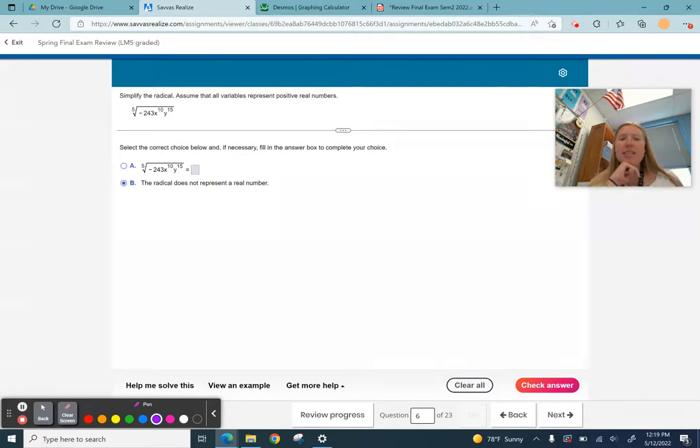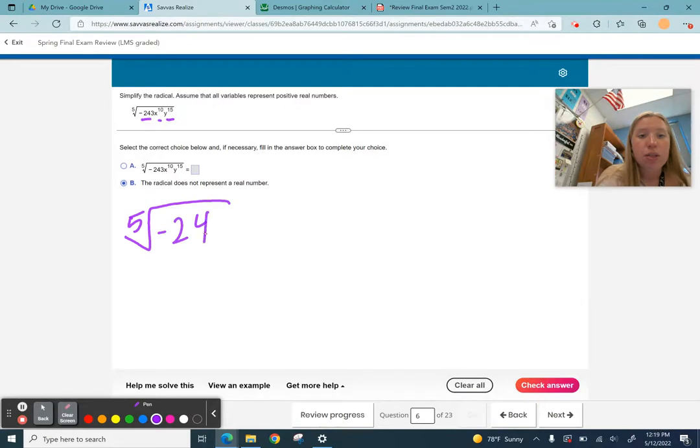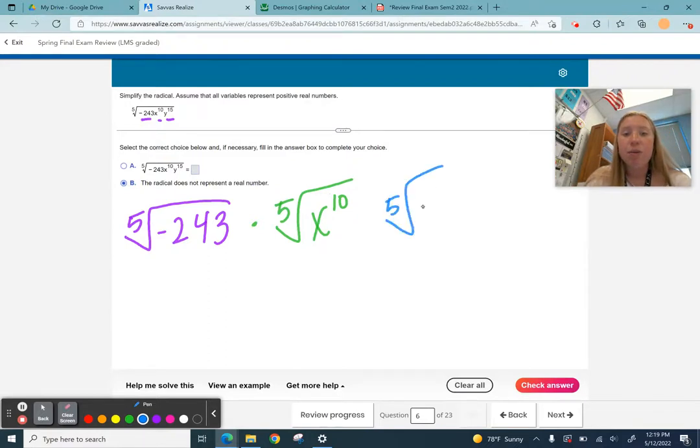So the first thing that I like to do here is think about what is underneath my radical right now, and I see a number. I see the variable x and I see the variable y. So I'm going to go ahead and actually break that apart into three separate kind of terms. I'm taking the fifth root of negative 243. I'm taking the fifth root of x to the 10th power, and I'm taking the fifth root of y to the 15th.